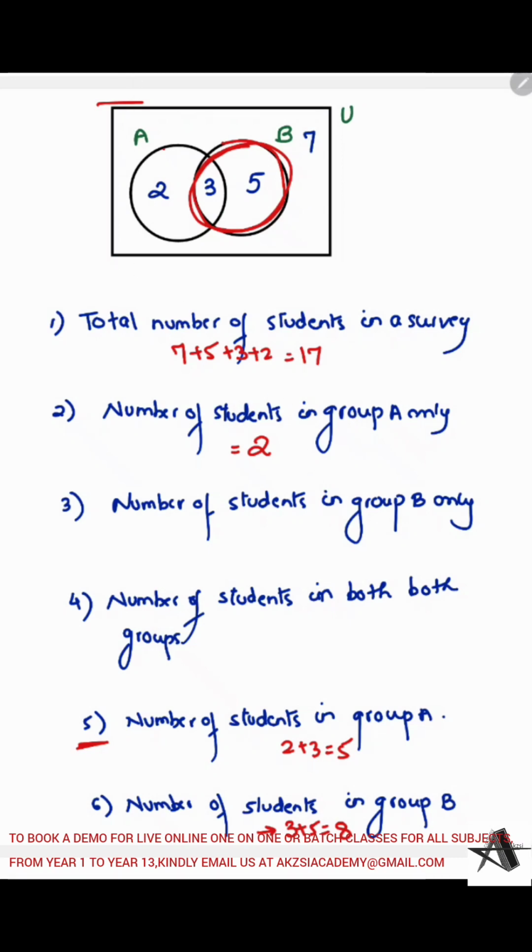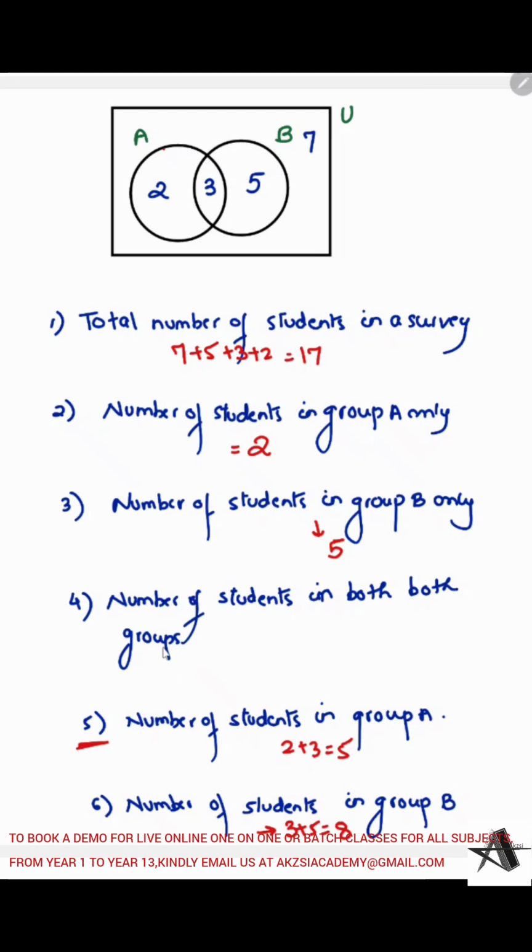But if they are asking the number of students only in group B, that means only this one, because in this intersection, the 3 students are part of group A as well. So only 5 are the number of students that are part of only group B. So answer would be 5.